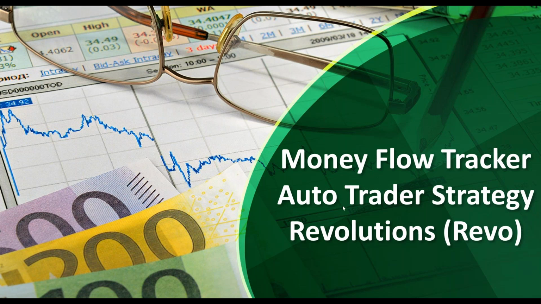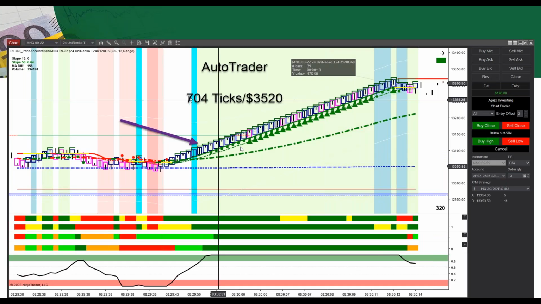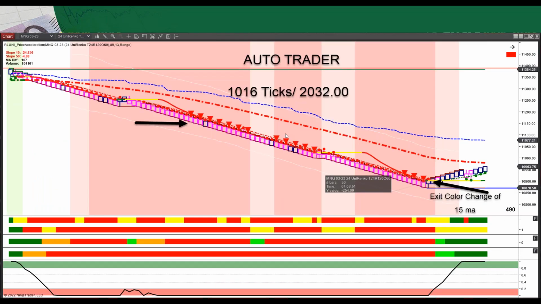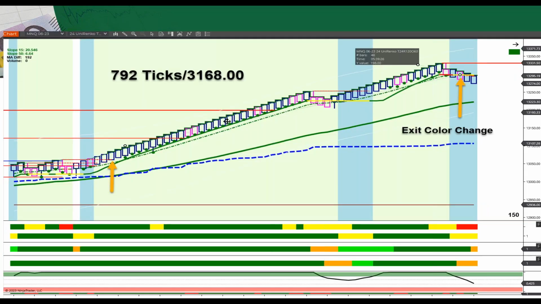Now we're going to talk about the Money Flow Tracker, Revolution's Auto Trader, my favorite subject. Here's a trade that it took for 704 ticks. We trade this on a very large bar size, a 24 Unirenko bar size. And we trade MNQ only on this, micros, because it requires a fairly large stop, but it's got a very high percentage win rate. Here's another one for 665 ticks. Here's another one for 1,016 ticks. Here's another one for 792 ticks.